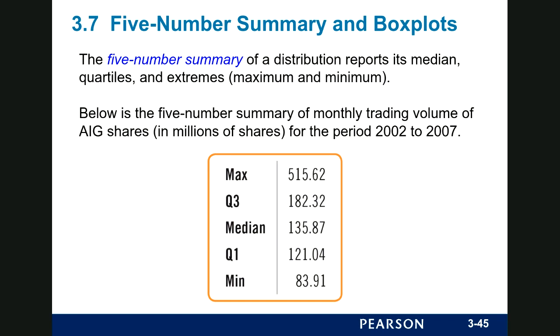Okay, so let's start with this slide today. So again, we're talking about how data is distributed. The 5-number summary of a distribution reports its median, quartiles, and extremes. So now you're looking at these 5 numbers: Q1, the median, Q3, the minimum value, and the maximum value. Now a little bit to backtrack, the median is also Q2.